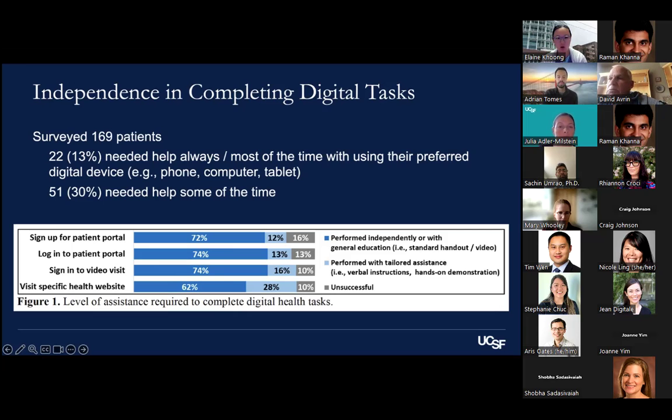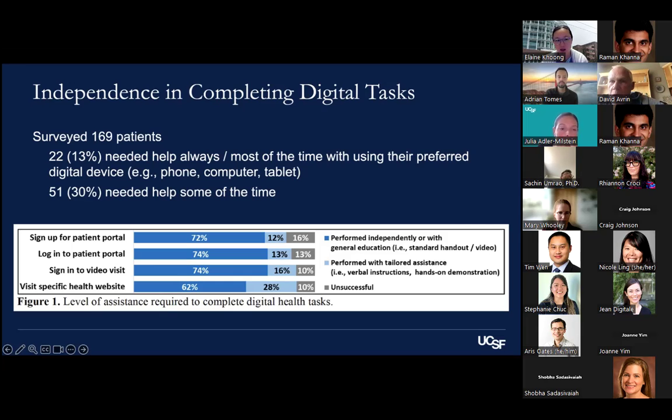So we said, smartphone, computer, tablet, whatever you like to use the most, do you need help? And a fair number said they always or most of the time needed help. And then 30% said they needed help some of the time, right? So basically almost 50% of the patients are saying they need help at least some of the time.